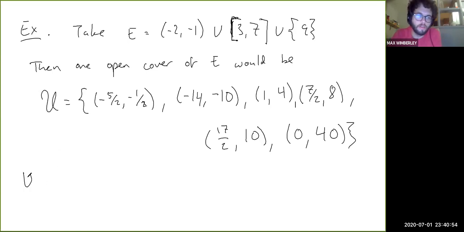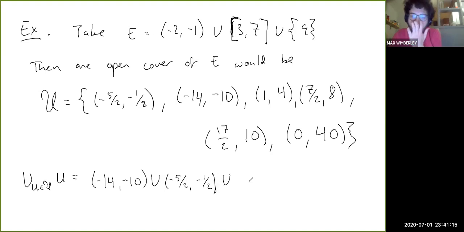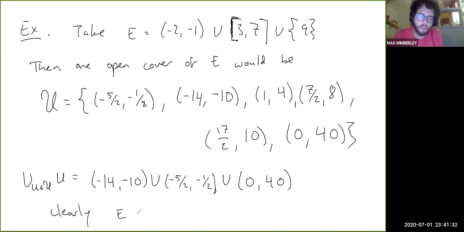So what is the union here? It's going to be the union over all the U, okay, I'm just going to use this notation. So the union of all these sets is just (-14, -10) union (-5/2, -1/2) union (0, 40), I guess, right? Because these three are actually just subsets of this one. But clearly, if you draw this out on the number line, E is a subset of this. This is a subset of this one, this is a subset of either the union of these two, or this one, and 9 is obviously contained in this one and this one. So clearly E is a subset of this.